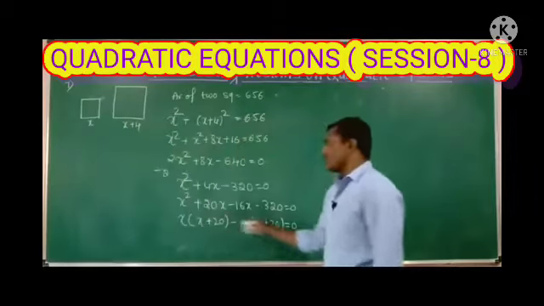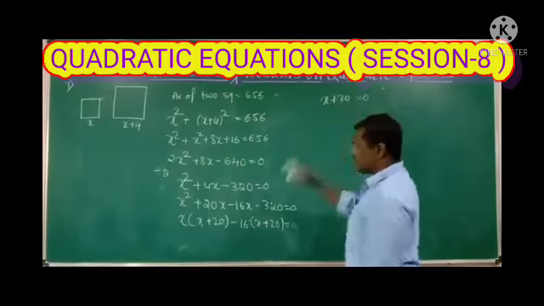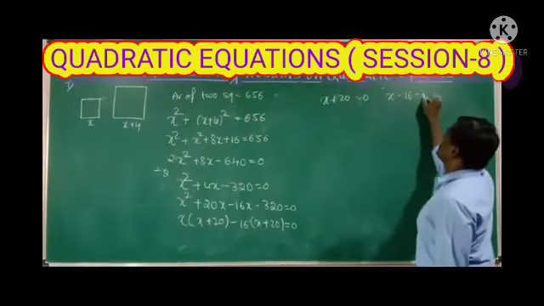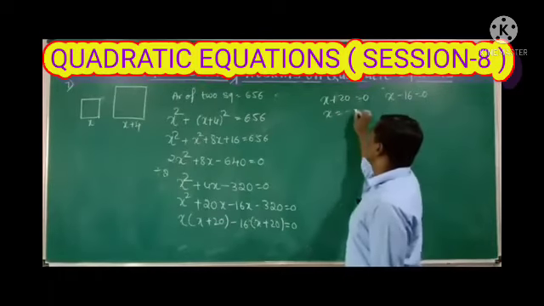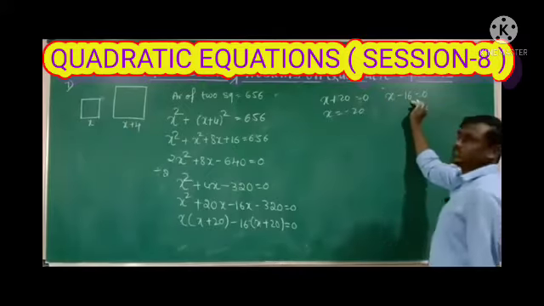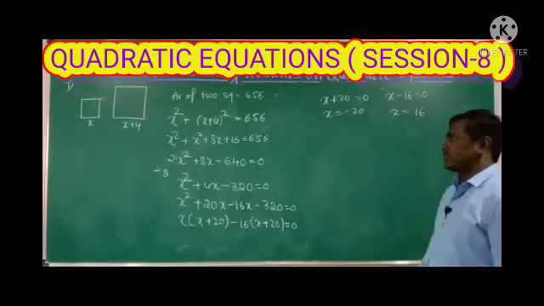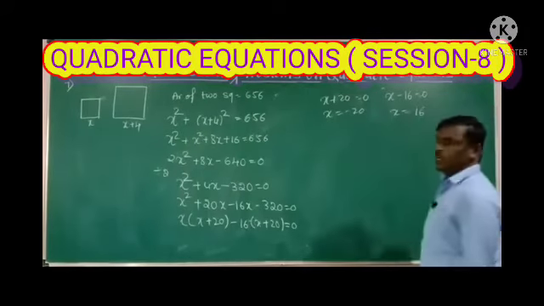Now we have here two common factors: x plus 20 is equal to 0 and another term x minus 16 is equal to 0. If x plus 20 is equal to 0, it means x is equal to minus 20. x minus 16 is equal to 0 means x is equal to plus 16. Okay, so these are the two roots.